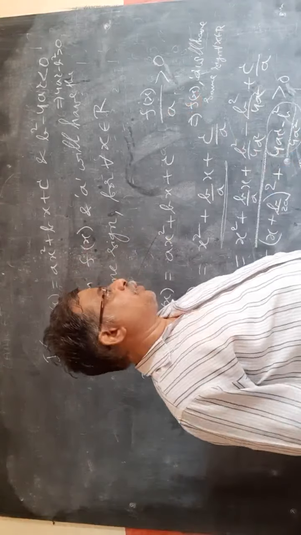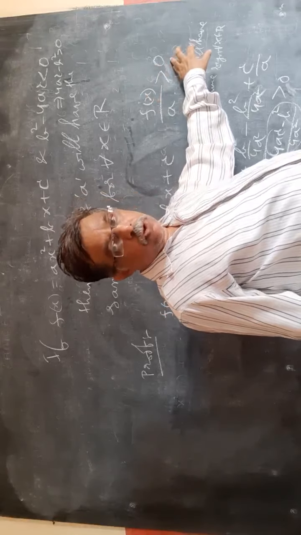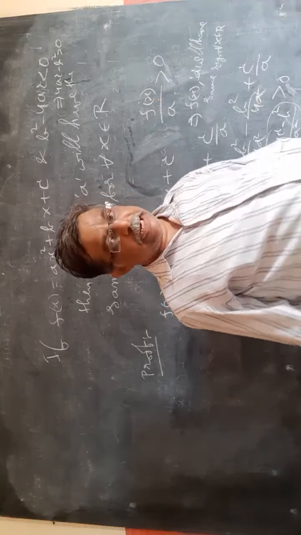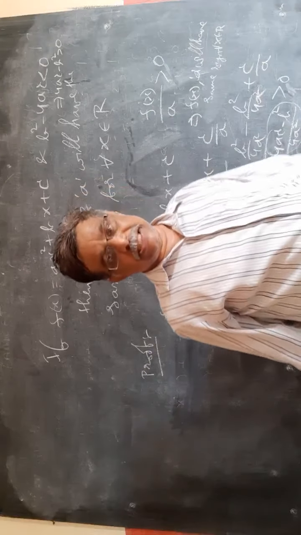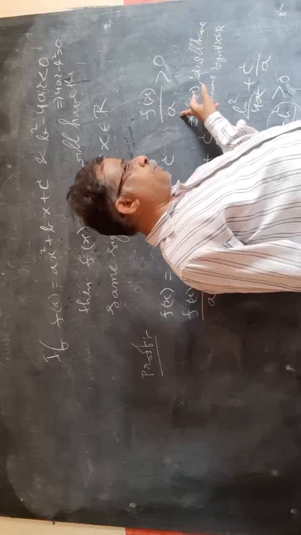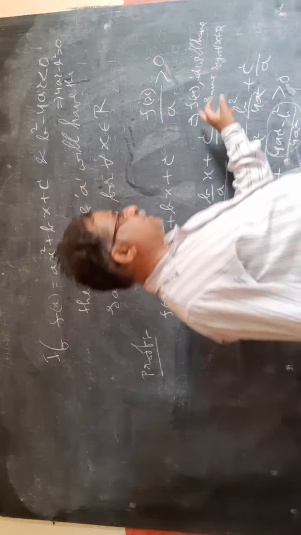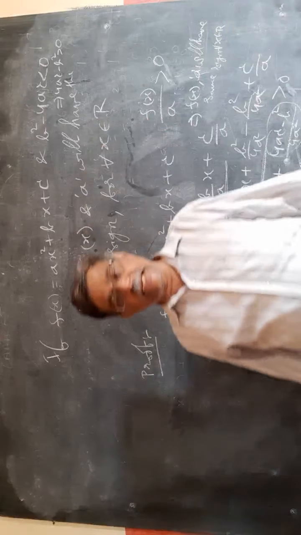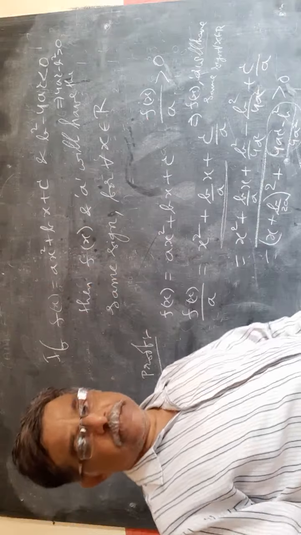When is this possible? If f of x and a are both positive, then the total value is greater than 0. If both are negative also, the negatives cancel and the total value is greater than 0. Means either both should be positive or both should be negative. This implies f of x and a will have the same sign for every x belongs to R.